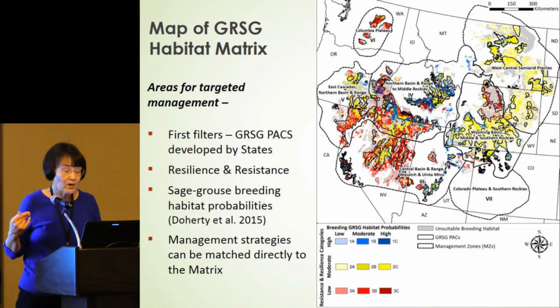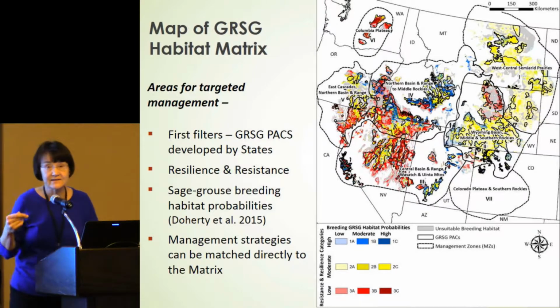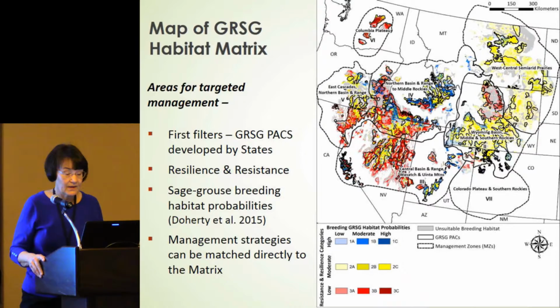Now, what's important about this map is that the management strategies in the matrix can be matched directly to this map on the landscape. And for example, if you look at those dark red areas, those are the areas where we have the lowest resilience and resistance and the highest breeding birds.